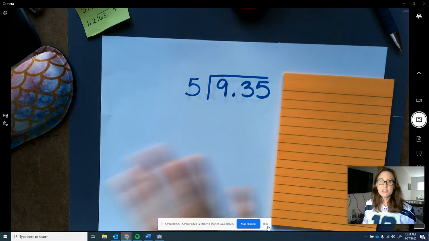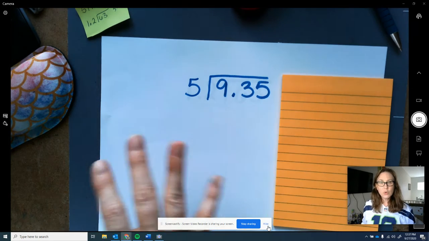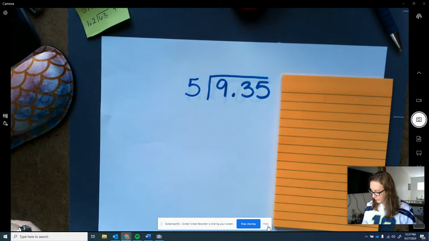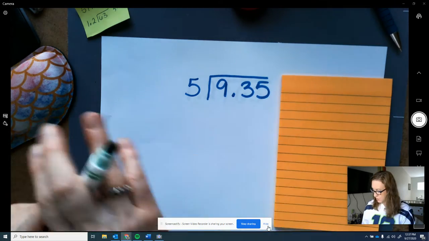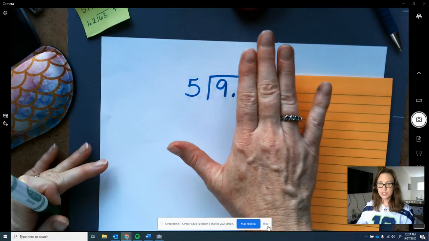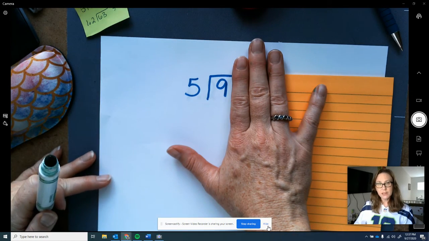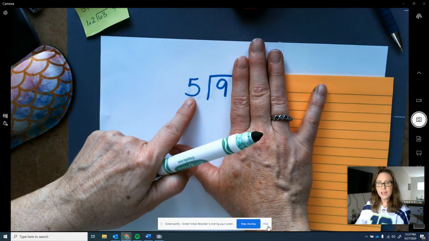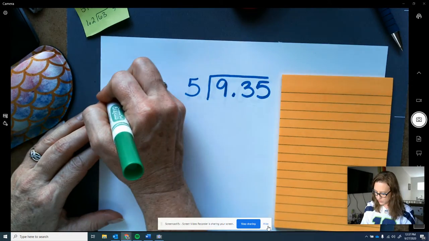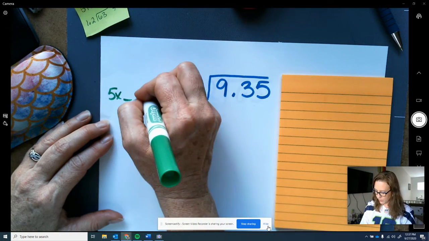All right, so we are working on dividing with decimals this time. And we're just going to do standard algorithm on this. So we're going to just move right into it. First number is 9. With 9, we have to look at our 5s. 5 times what gets us closest to 9 without going over?